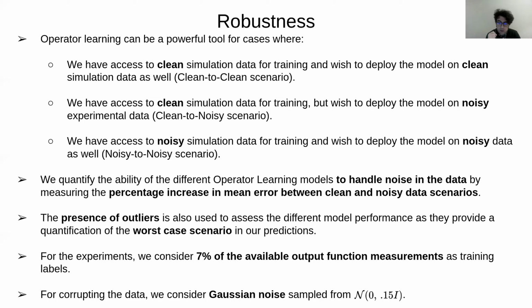Now we will present a new error metric. This error metric is the percentage increase in mean error between the clean and the noisy data scenarios, right? It's not accuracy, it's percentage increase. So we will train on the clean data and use it as the baseline, then input noise and see how this noise affects the accuracy by its percentage increase from the baseline. Okay. Also, obviously, the presence of outliers. We will use 7% of the available output function measurements as training labels, and then the Gaussian noise is sampled from what you see at the bottom.